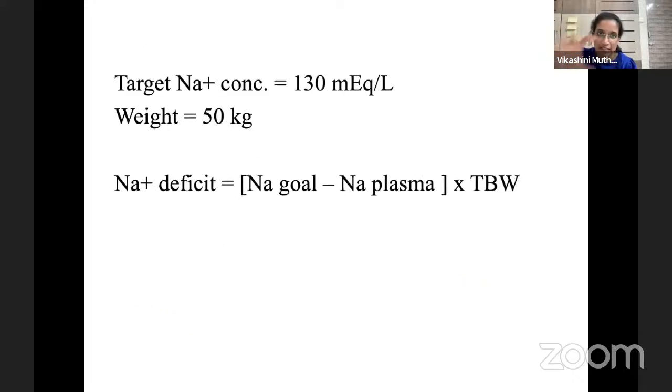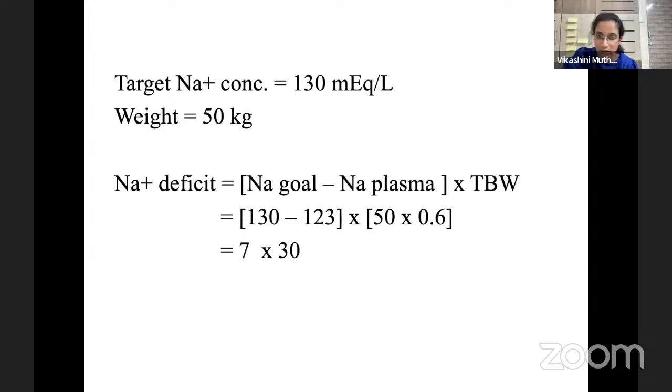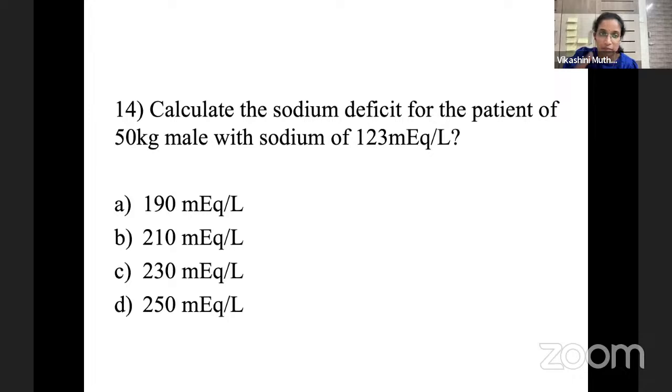So now the target is set to 130 and weight, you know. Now apply it in the formula. 30 minus 123 and there is 30, which is total body weight is 30. And you get it as 20 milliequivalents. So sodium deficit is, you have got the exact answer.